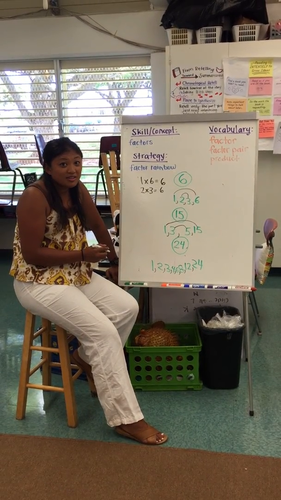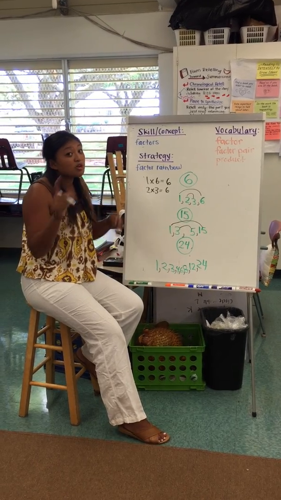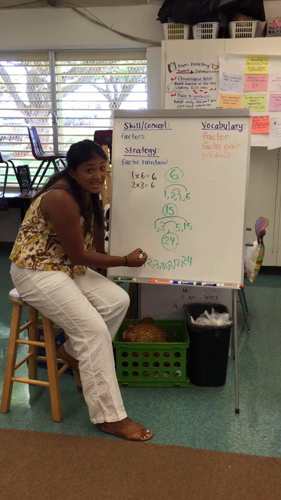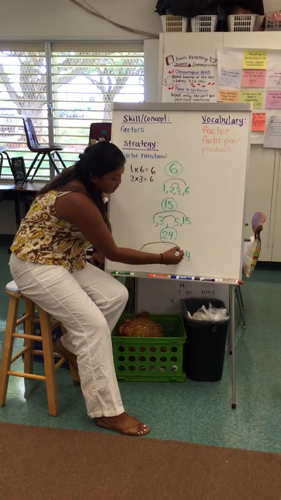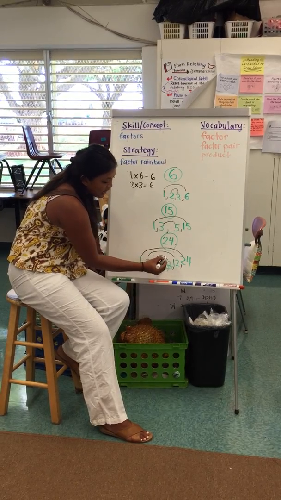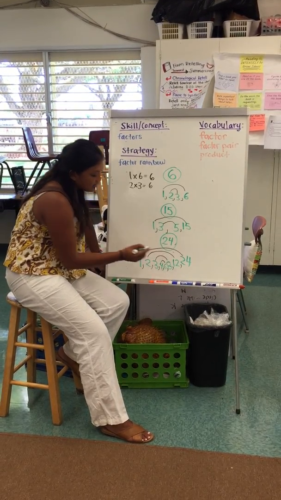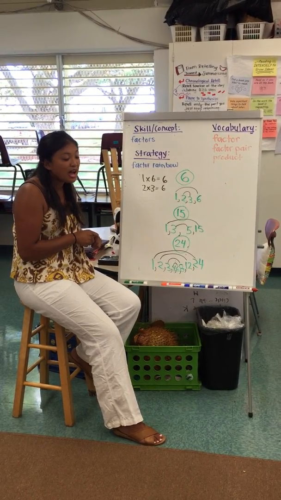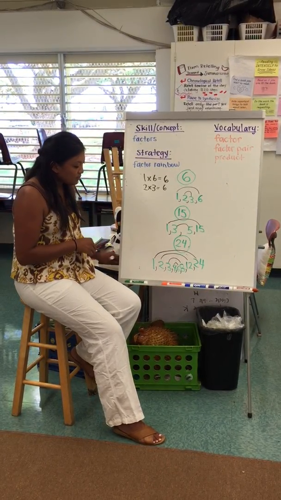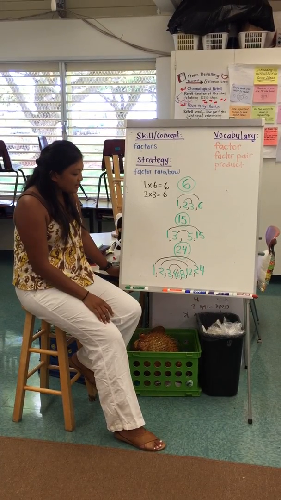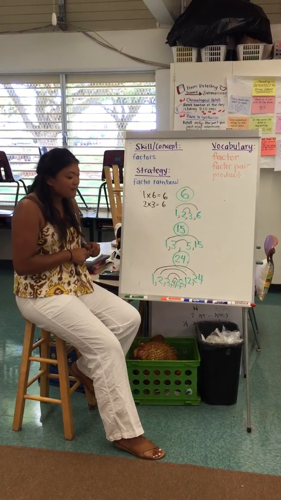Did you get them all? Okay, make sure that you pair them correctly with its factor pair. It should be, can you say it with me? 1 and 24, 2 and 12, 3 and 8, and 4 and 6. All right, so, how many factors does 24 have? Count it in your head, blow it in your hand, release. 8. Wow, it has 8 factors.